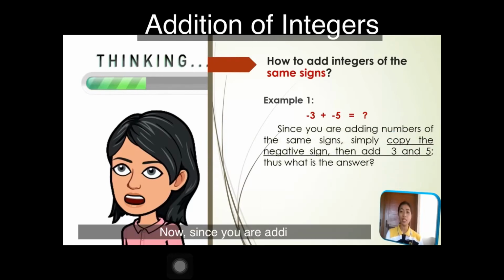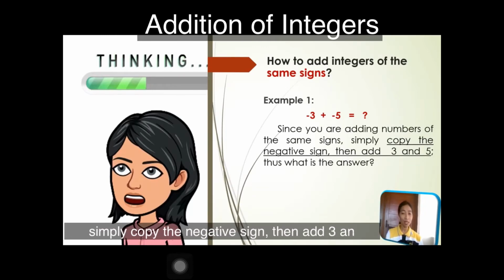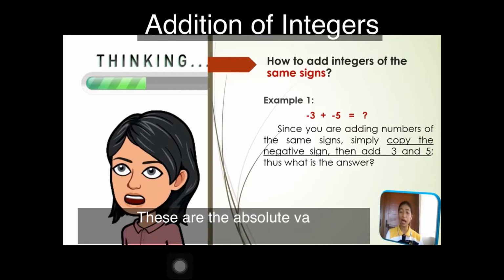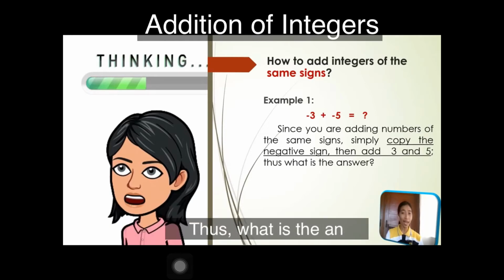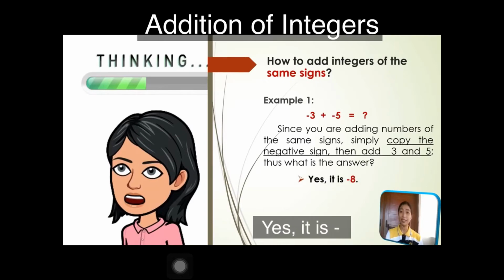Now, since you are adding numbers of the same signs, simply copy the negative sign and add 3 and 5. Okay, these are the absolute values of negative 3 and negative 5: 3 and 5. Thus, what is the answer? Yes, it is negative 8.